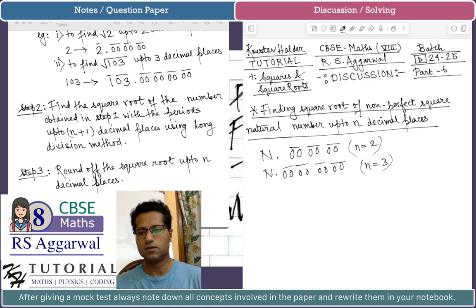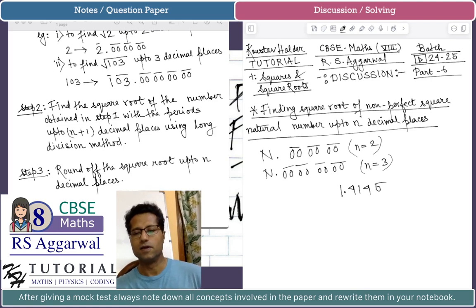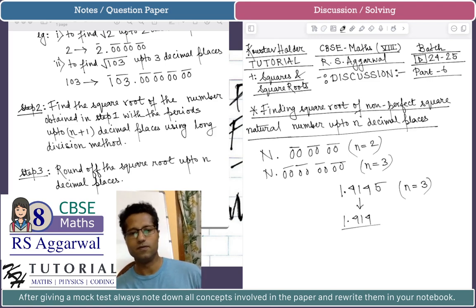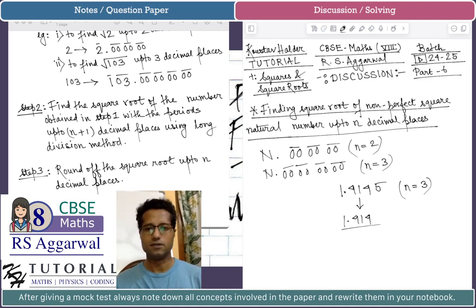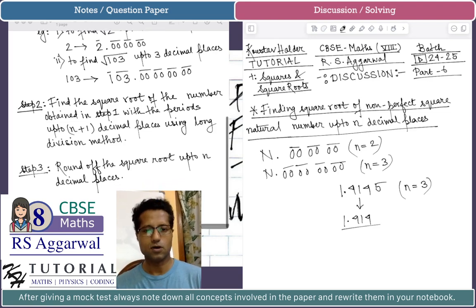So let's say, for example, the square root comes out to be 1.4145, and if it was asked to find the square root up to 3 decimal places, n equals 3, then if you round off the square root up to 3 decimal places, this becomes 1.414. So this way, the final step will be to round off the square root up to n decimal places. Okay, so that is all for the quick notes.